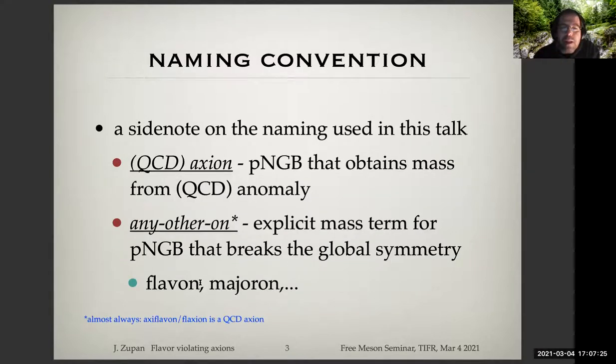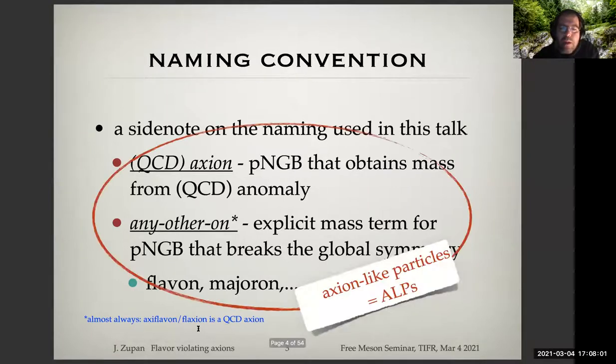There's a side note here that I have. I'll use the name QCD axion for a PNGB that obtains mass from the QCD anomaly. And then any other one, like flavon or majoron, the PNGB also has an explicit mass term. So it's not going to be perfect. There's an exception to every rule, and here the axiflavon or flaxion will be a QCD axion, even though it falls into this other category. And then furthermore, all of this is lumped together to call these particles axion-like particles or ALPs.